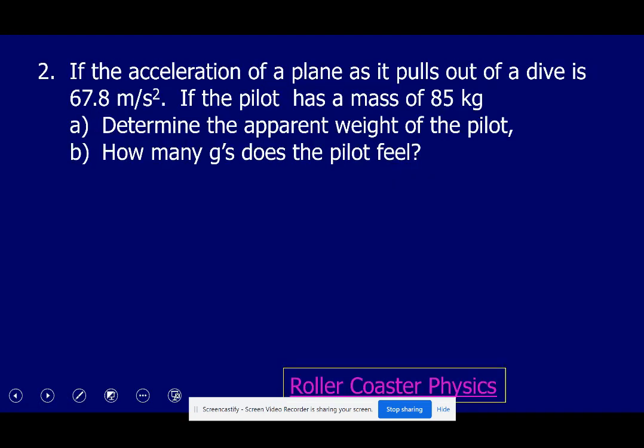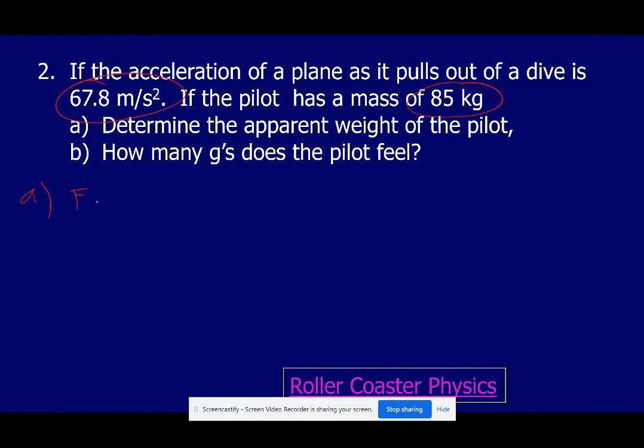One more before we stop here. And I don't know if I'll be able to get you that video link or not. The acceleration of a plane as it pulls out of a dive is 67.8 meters per second squared. If the pilot has this mass, determine the apparent weight of the pilot. And how many G's does that pilot feel? Anyways, let's do A first, and then we'll do this whole G-force idea.